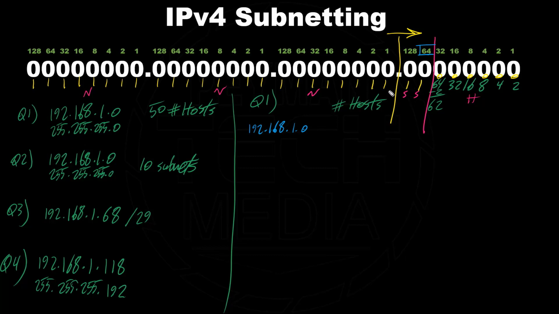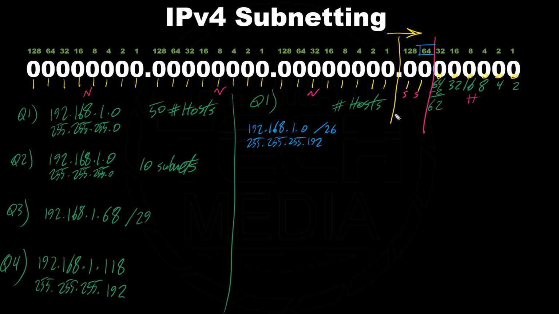So we borrowed 2 bits here, right? So it's 255, 255, 255 on the last octet. On the last octet here, 2 bits we borrowed. So 128 plus 64, that is 192. So the subnet mask is 255.255.255.192. That's our new subnet mask. And the CIDR notation is 26.